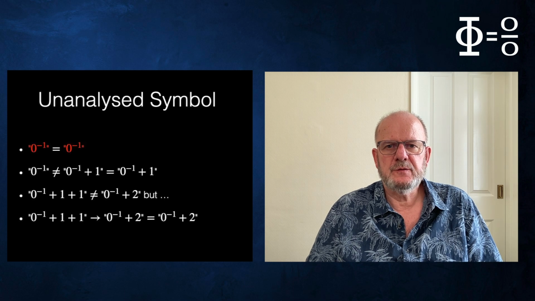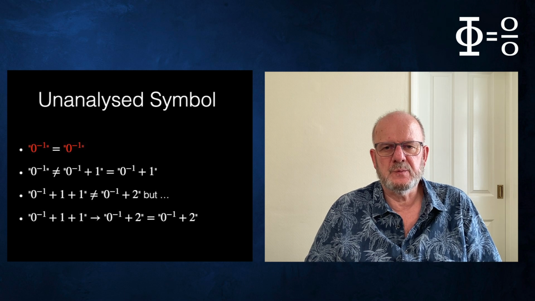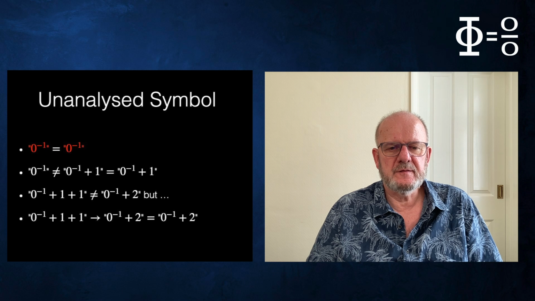If you look at the slide, you'll see I've written 0 to the power minus 1 inside quotation marks. And this is to show that it's a single symbol. It doesn't break up into 0 and the power minus 1. It just is the single symbol 0 to the power minus 1 all glued together as one thing. We can't analyse the symbol into its parts. But we can do quite a lot with an unanalyzed symbol.